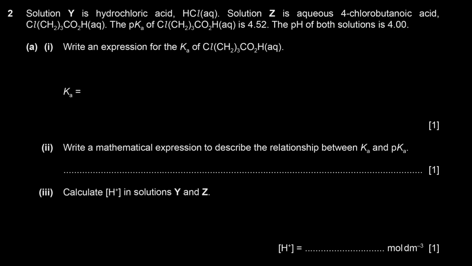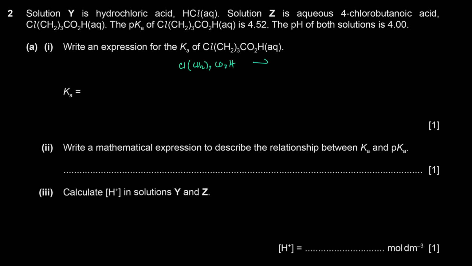or 4.00. Write an expression for the Ka of 4-chlorobutanoic acid. Now we have to write the expression for the Ka of 4-chlorobutanoic acid. And first, let's actually just write down the equation for the dissociation of this acid. We have Cl, CH2 thrice, CO2H, right?